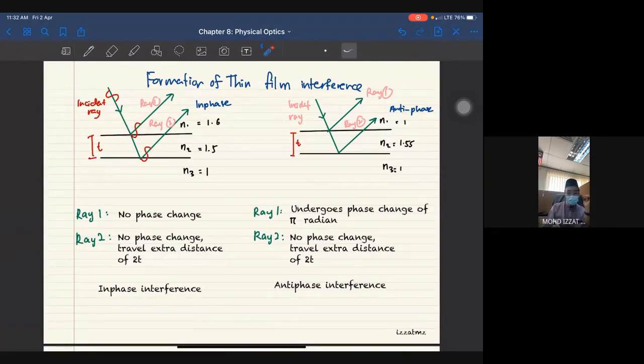Actually, to determine that, we can look at the sequence. But the actual thing that happens is like this. So we apply again the concept we used in 8.2 earlier. Here is the explanation. Ray number 1, no phase change. Ray number 2, no phase change. But it travels an extra distance of 2t. Why 2t? Because it goes in by t and comes out by another t. So that makes 2t. So this is in phase interference because the starting point of their phase is the same. Okay, let's look at example number 2.